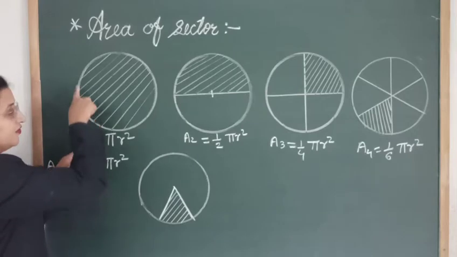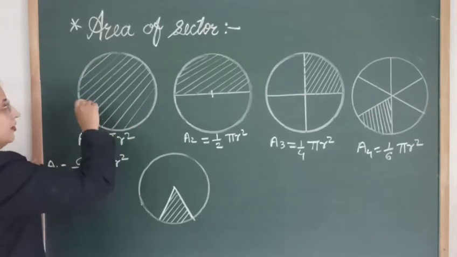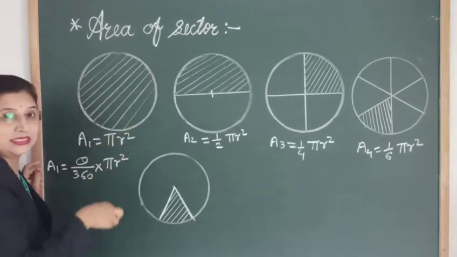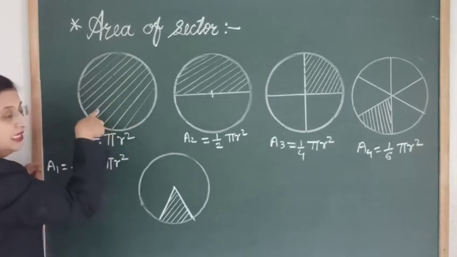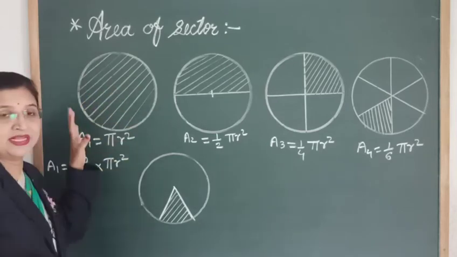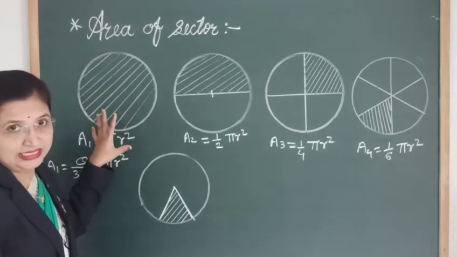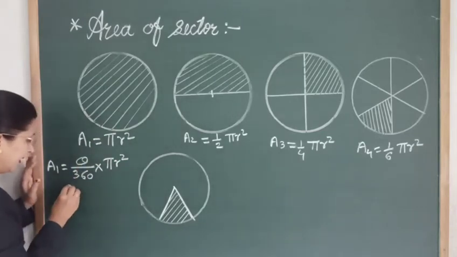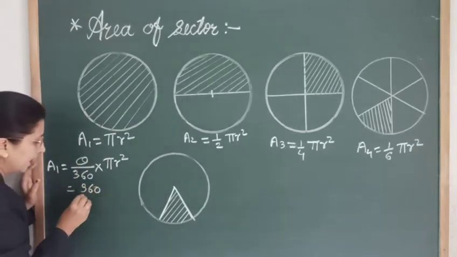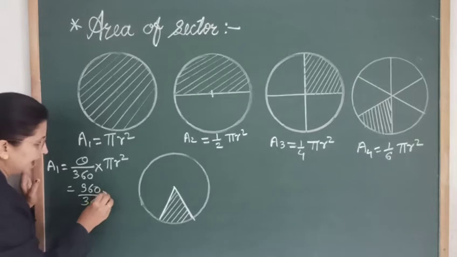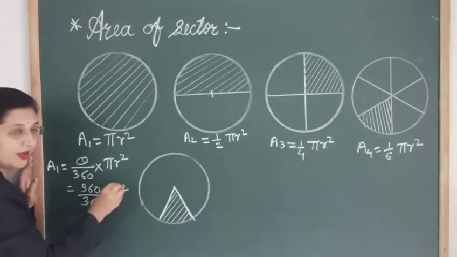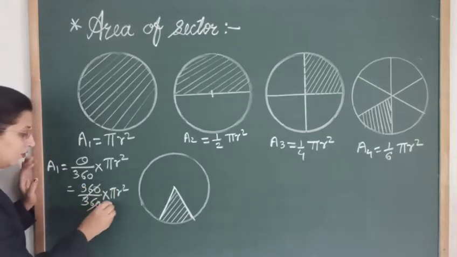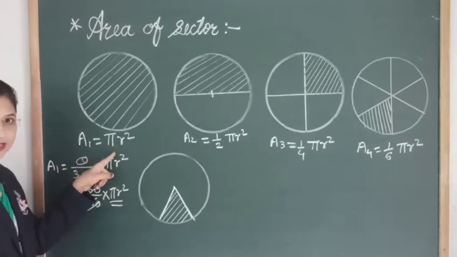Now in this first figure, we had considered the whole circle. So theta will be 360 because we know that the measure of a circle is 360. So here theta will be 360 upon 360 into pi r square. So we get only pi r square, right?